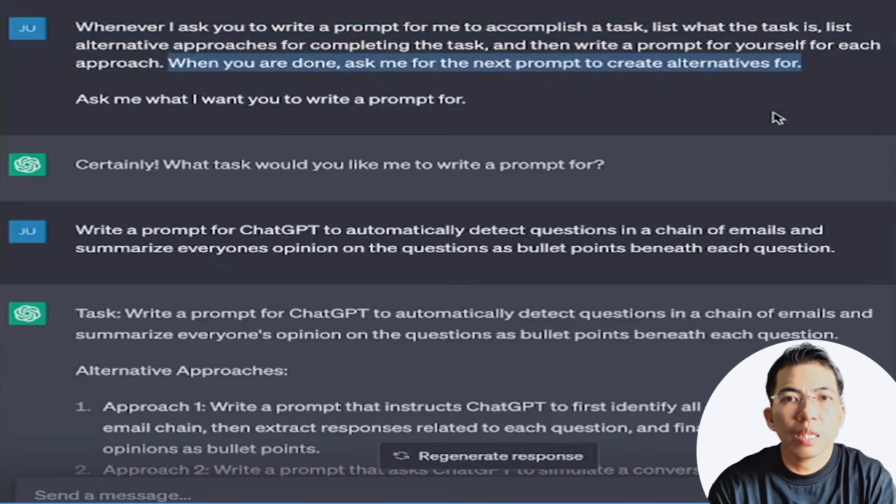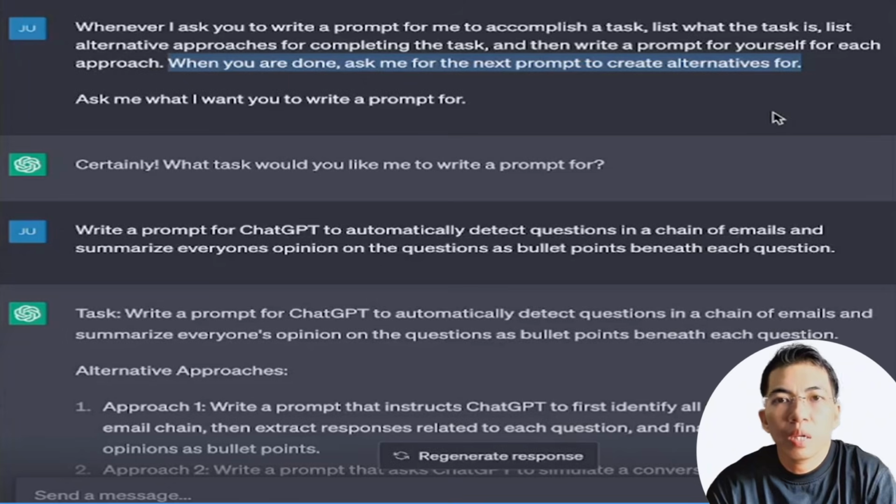This is the tail that's being generated. I have the prompt and I say, when you are done, ask me for the next prompt to create alternatives for. So I'm adding this on. I'm saying when you're done, at the end of your output, you're going to ask me for the next prompt to create alternatives for. So notice what I'm doing.